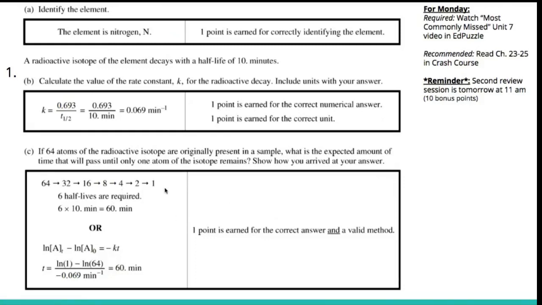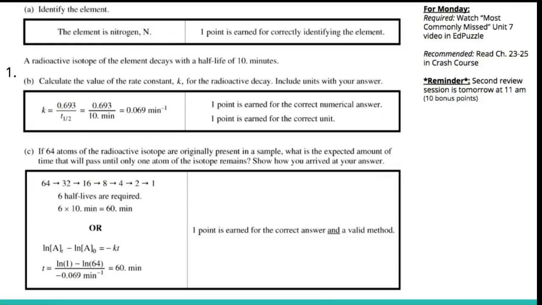Now, instead of doing this top method, you could have used the integrated rate law. Remember, the integrated rate law compares concentration to time. So technically, we have concentration. We have 64 atoms initially. We get down to 1 atom. We can plug that in for concentration. And we know the half-life, and the rate constant, right? We know k, because we just solved for that in B. We use the natural log integrated rate law because this is a first order process. Radioactive decay is first order.